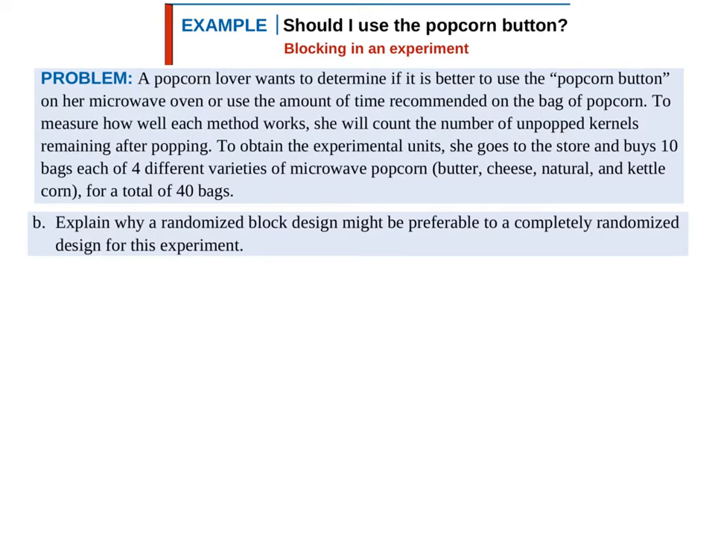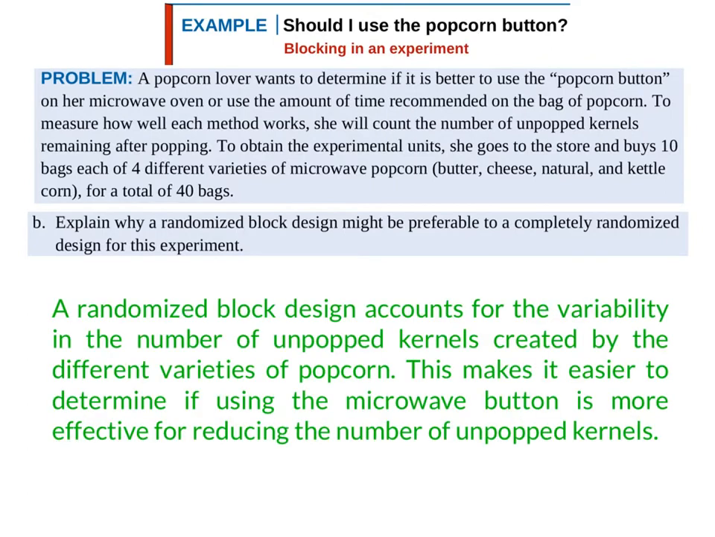And to follow up with the popcorn, let's explain why a randomized block design might be preferable to a completely randomized design for this experiment. A randomized block design accounts for the variability in the number of unpopped kernels created by the different varieties of popcorn. So that makes it easier, the randomized block design, to determine if using the microwave button is more effective for reducing the number of unpopped kernels. So when you have to account for variety, highly recommend randomized block design over a completely randomized design.